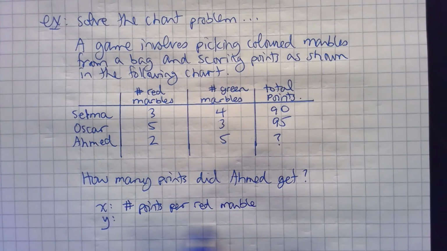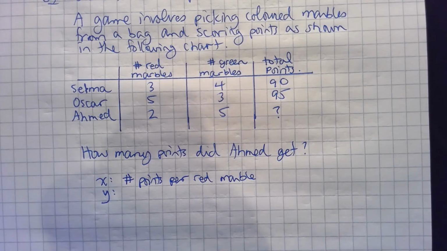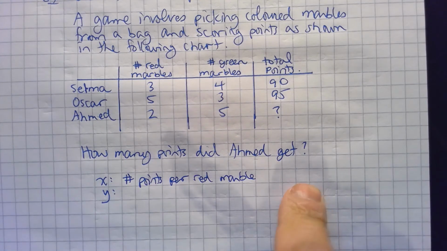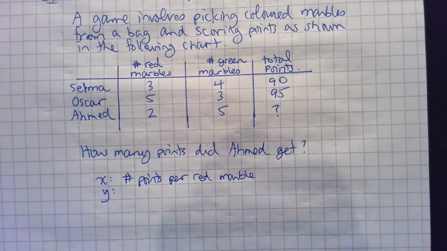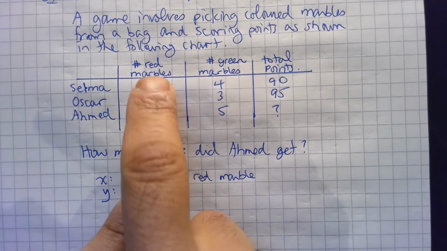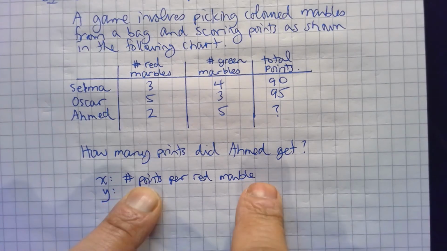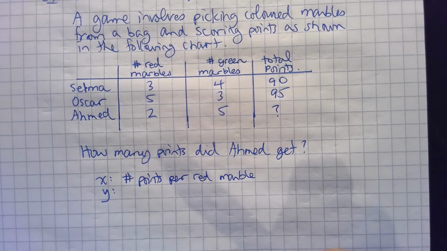Now there are different ways of saying that. Instead of saying number of points per red marble, you can say amount of points for one red marble. Instead of saying per, you could put a little slash there. But you have to be specific. We have to be talking about the number of points for a singular marble and not marbles. If it were marbles, this becomes really difficult. Yes, it's possible, but we don't want to do that.